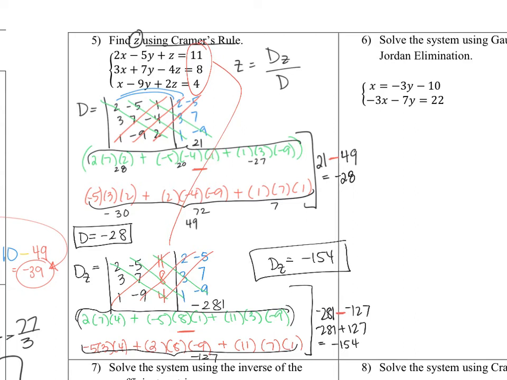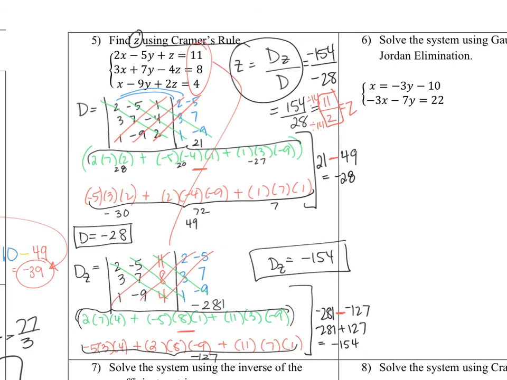So going back to the top, our dz over d, well, that's going to be negative 154 over negative 28. We could get rid of the negative because it's a negative by negative, so it'll be a positive 154 over 28. And we can reduce that. The top and bottom both can divide by 2, and well, actually by 14. So if we divide by 14, 154 divided by 14 gets us 11, and 28 divided by 14 makes us get 2. So we get 11 over 2 for our z.